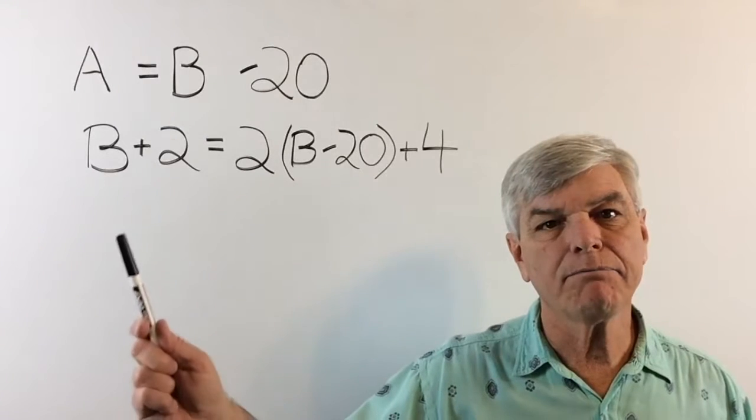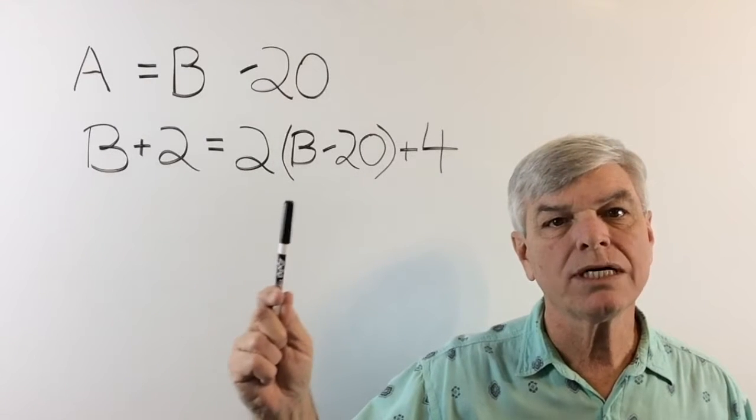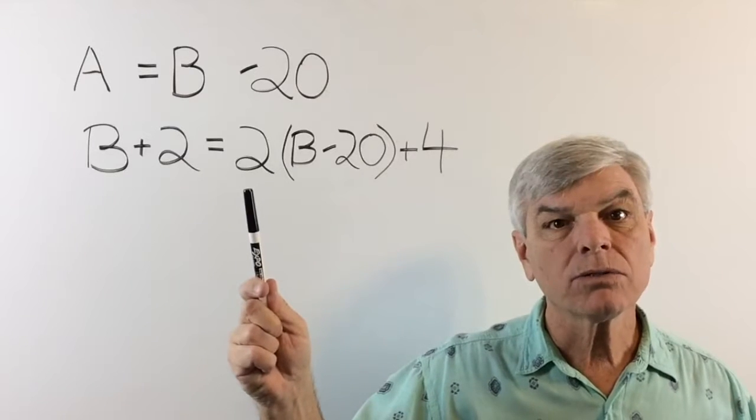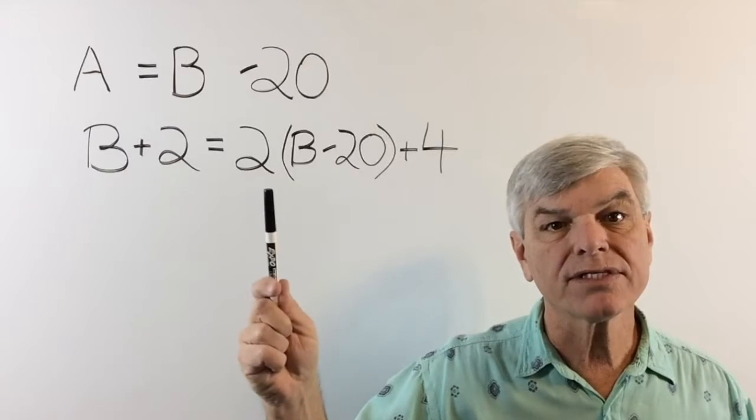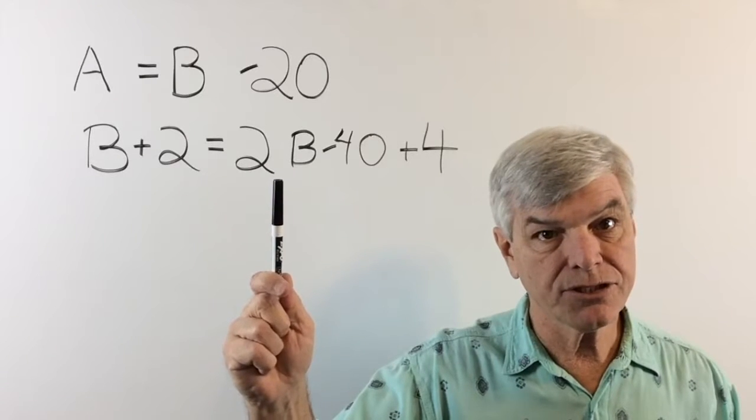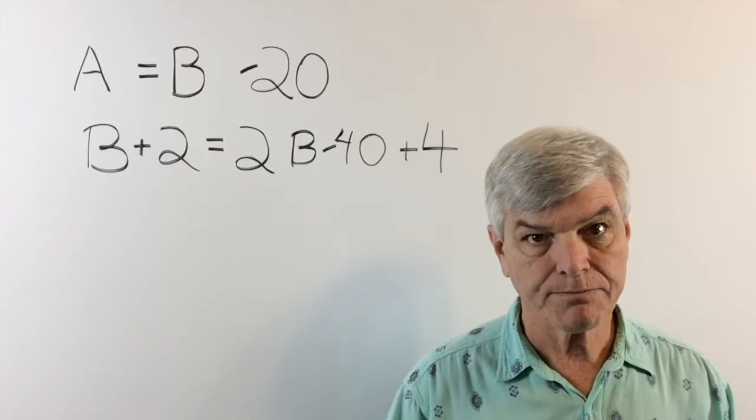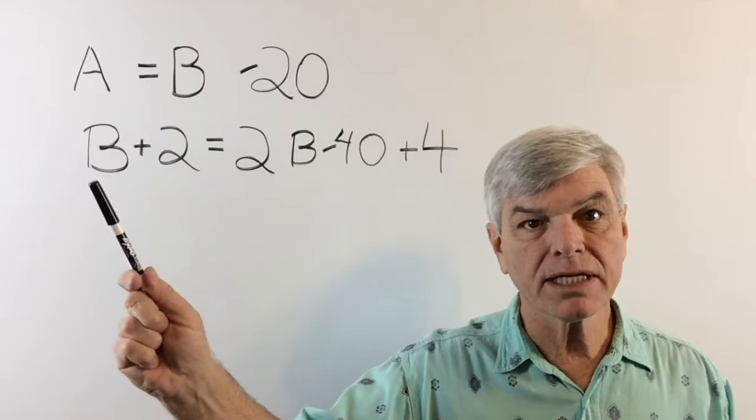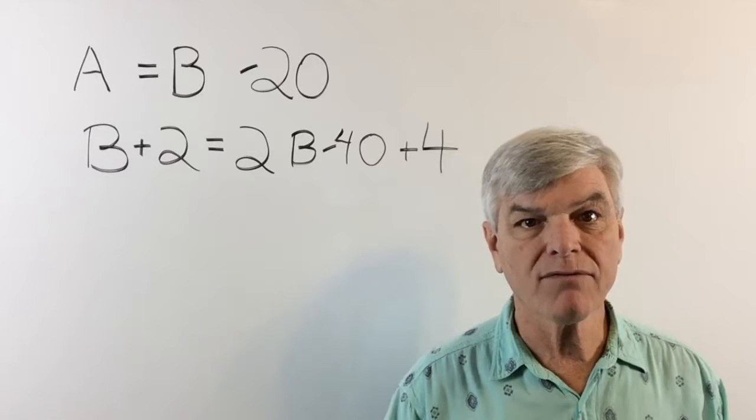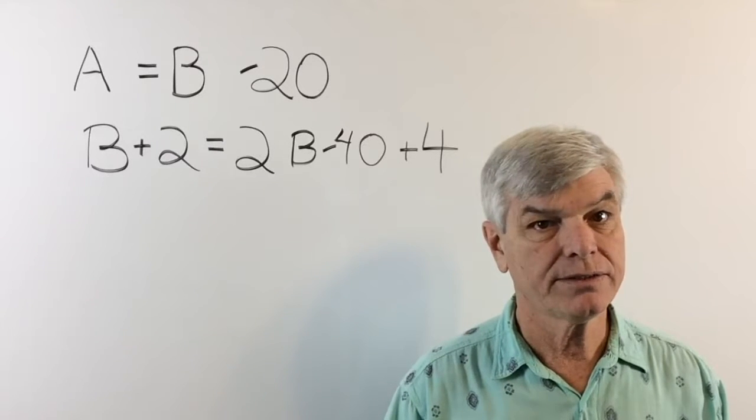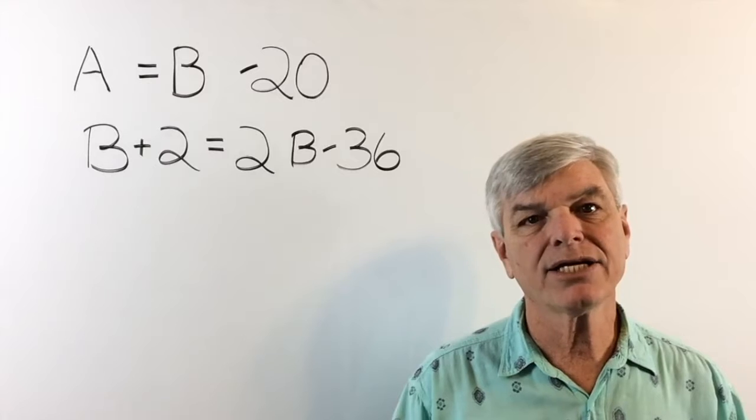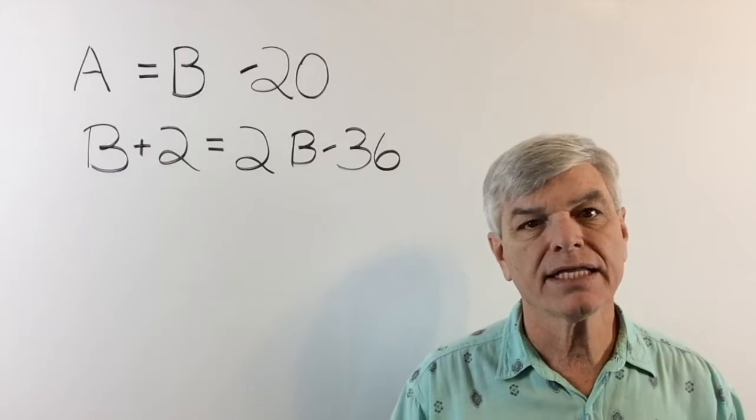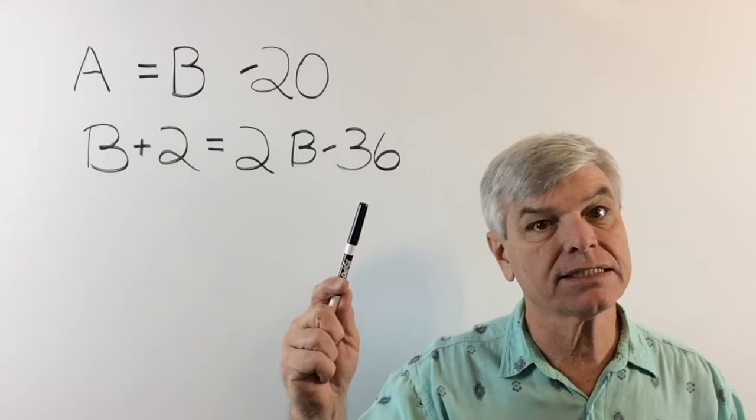And now we have B plus 2 equals 2 times this parentheses plus 4. So multiply 2 times everything in the parentheses. And that converts to 2B minus 40. And as you can see in this bottom formula here, we have one variable. Now we can solve for it. That's right, we're going to add like terms starting with the units. We had negative 40 and positive 4, and that leaves us with negative 36.